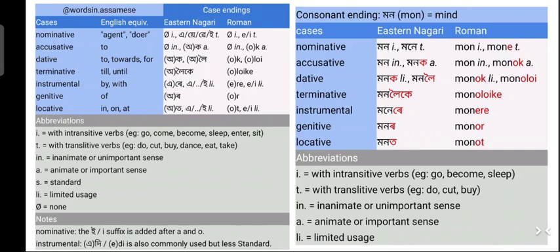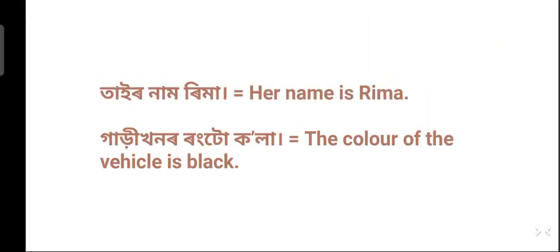The next case is genitive case, and the English equivalent is of, as a suffix. And in Assamese, the suffix is or. For example, examples of the genitive case.